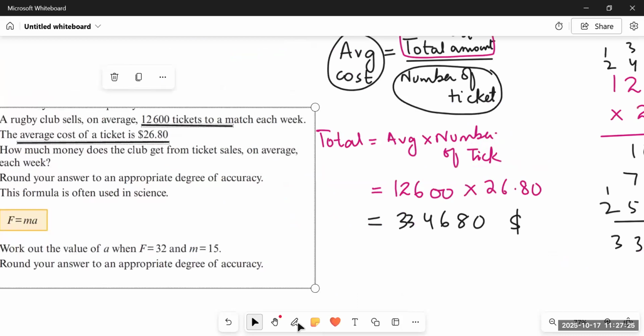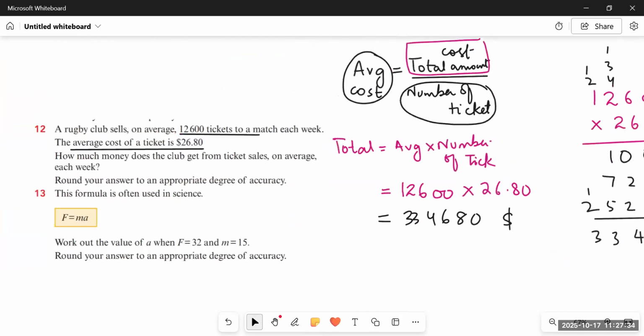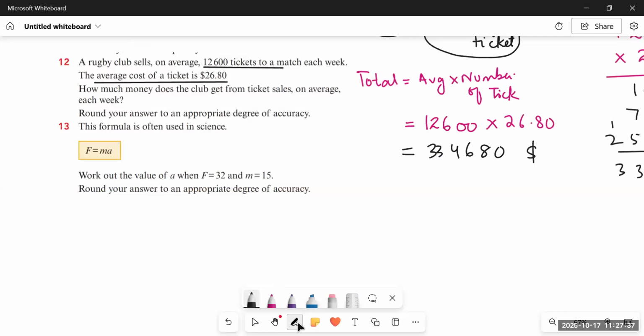Then the question says round your answer to an appropriate degree of accuracy. Whenever the question says this, you have to round it to three significant figures. The answer would be here, 4 would be the rounding digit and 6 would be the decider, and since the decider is 6, we will add 1 to 4, it would become 5, and the answer would be $335,000. That's all.